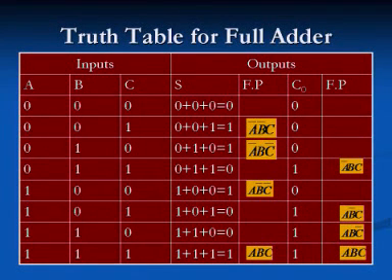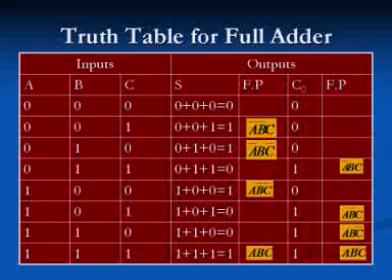The corresponding term to C0 equal to 1 is A bar, B, C. Coming to the next term, 1, 0, 0, S is equal to 1 plus 0 plus 0 equal to 1, and the corresponding fundamental product term is A, B bar, C bar. No carry is generated this time.